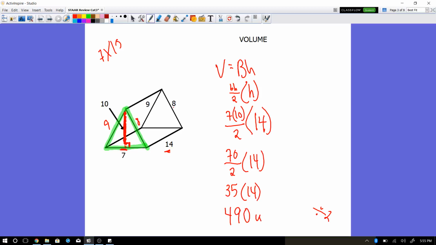And we found volume, so that's going to be cubes. 490 cubic units. And it might say like 7 inches, 14 inches, 8 inches, 9 inches. Then you'd have 490 cubic inches. So the only reason I'm using units is because I didn't label it. All right.